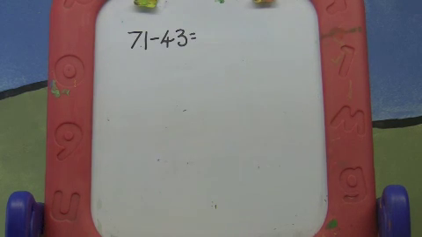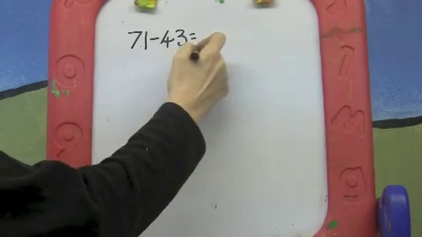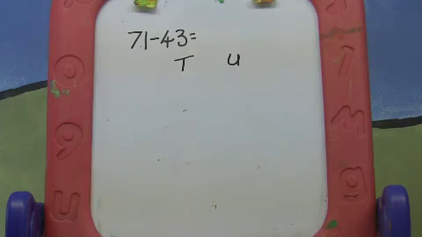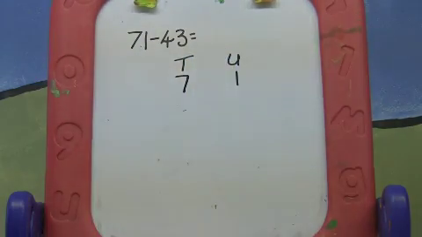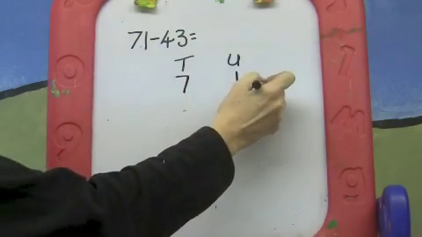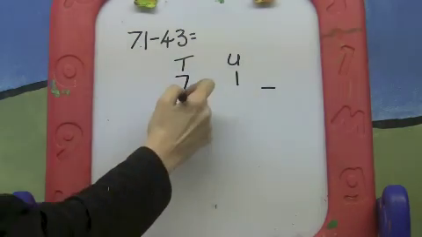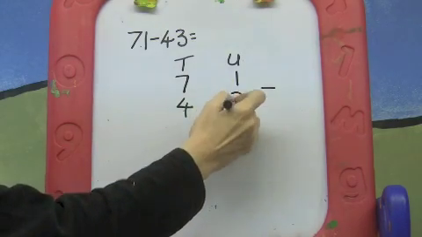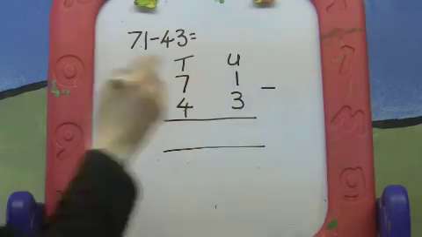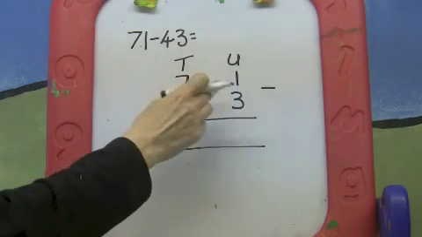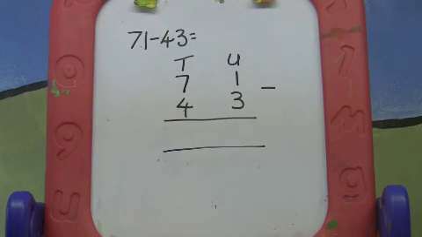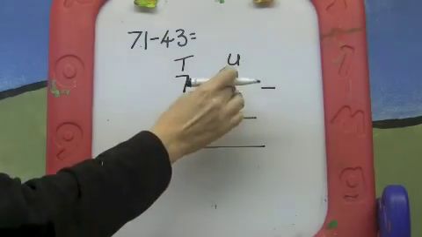Let's try this one on the board. 71 take away 43. Tens and units columns first. 71 is 7 tens and 1 unit. 43, the number I'm taking away, is 4 tens and 3 units. Drawing my answer lines, and we're going to start with the units. 1 take away 3. I can't do that, 3 is bigger. If there's more on the floor, knock next door.